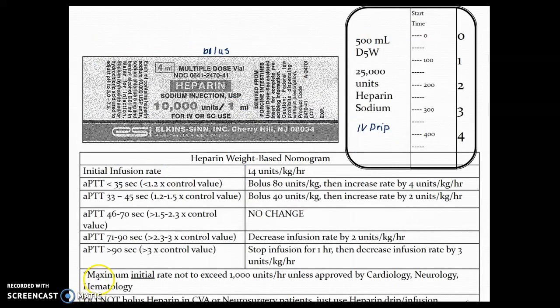On our protocol, it says the maximum is not to exceed 1,000. So we're at 992.6. We are less than 1,000. So that part is fine. And then our med that we need, we identified the IV bag for the IV drip, and it has 25,000 units in 500 milliliters.